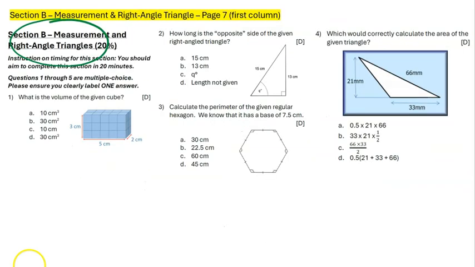Under section B. Section B is the measurement and right angle triangle section of your exam. It is worth 20%, which means you should be spending 20 minutes on it. The first 5 questions are multi-choice questions. Let's get straight into them.